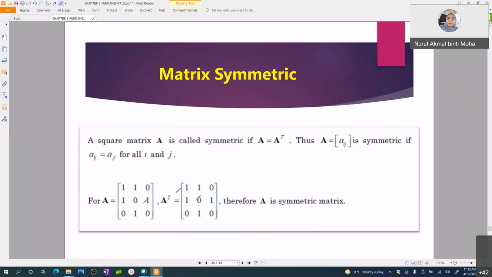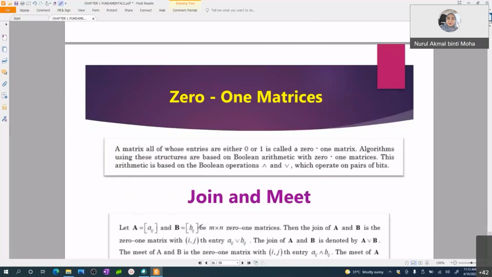Okay, and then the 0, 1 matrix. A matrix, all of whose entries are either 0 or 1 is called a 0-1 matrix. So the elements are either 1 or 0. Algorithms using this structure are based on the Boolean arithmetic with 0, 1 matrices. This arithmetic is based on the Boolean operations.